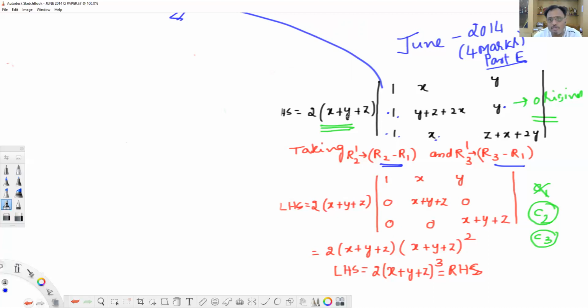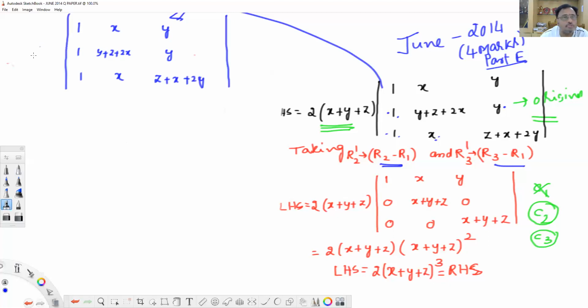If at all you want, I'll write here the present body. 2 times of 1 x y; the present body is 1, y plus z plus x, y plus z plus 2x, and again y, and again 1, x, z plus x plus 2y. This is the present body. In the original body, outside is 2 times of x plus y plus z. This will be LHS is equal to.